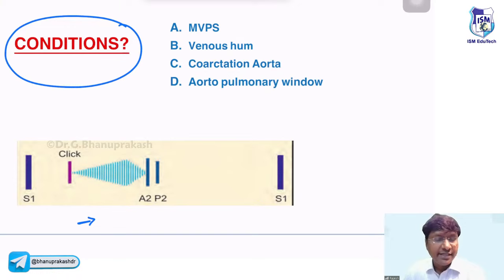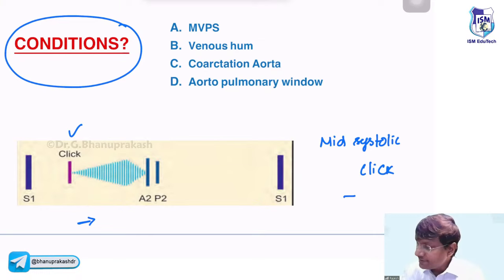So there is a click in the mid part of the systole, and followed by that, there is a murmur in the later part of the systole. So it is like mid-systolic click, right? Along with mid-systolic click, you have the presence of late systolic murmur.